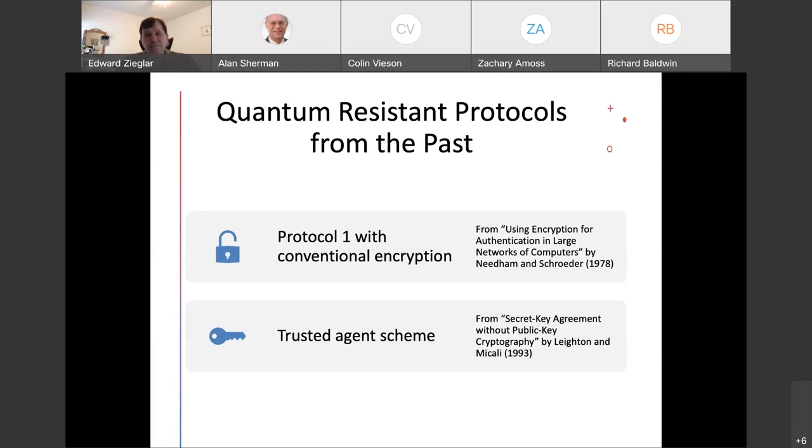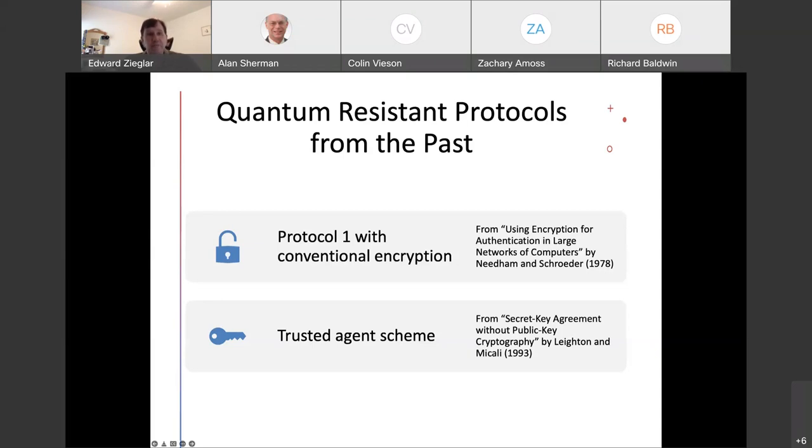And so that paper actually has a couple of protocols, the two protocols particularly. One of them doesn't use public key, and that is the one with conventional encryption. And it actually is the basis for another well-used, well-known protocol, and you'll see it in a second.